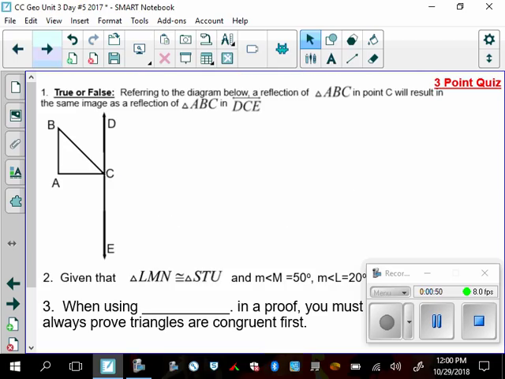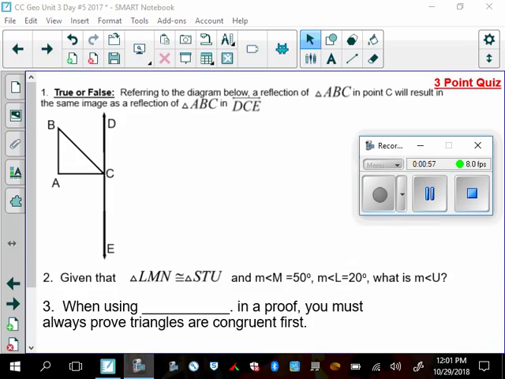And I would like you to think about these three problems. You can write them on one of your homeworks, but the first one is a true or false question. The second one is asking you for a missing angle measurement. And the third one is a 5-letter acronym from our last class. Please pause the video and try these. I repeat, please pause the video and try these. Thank you.